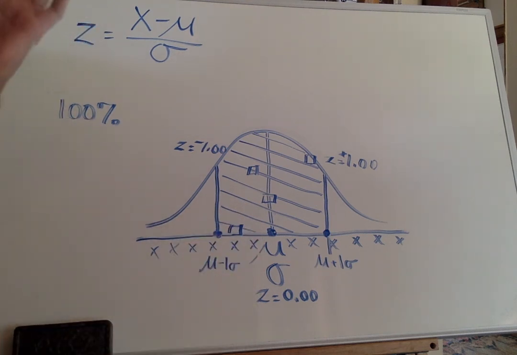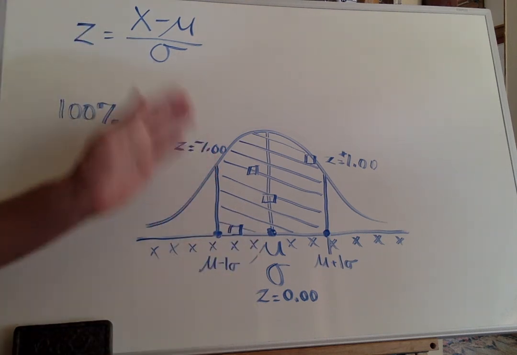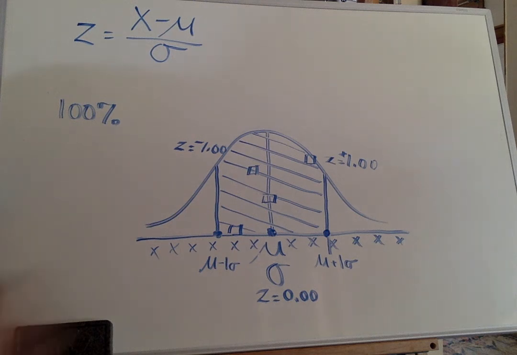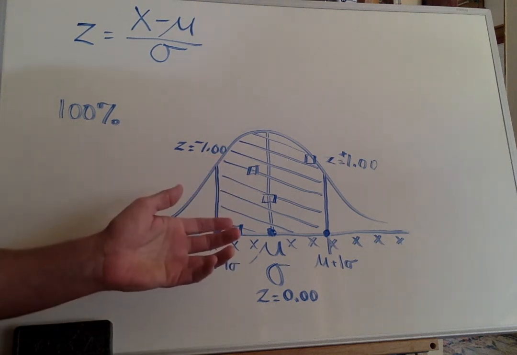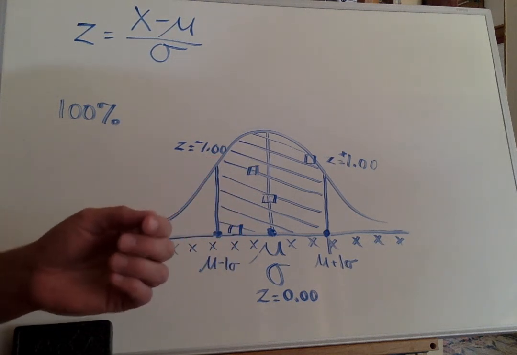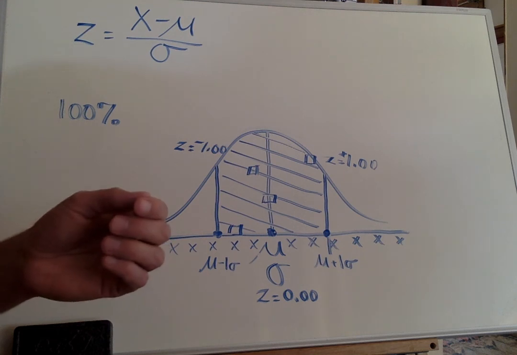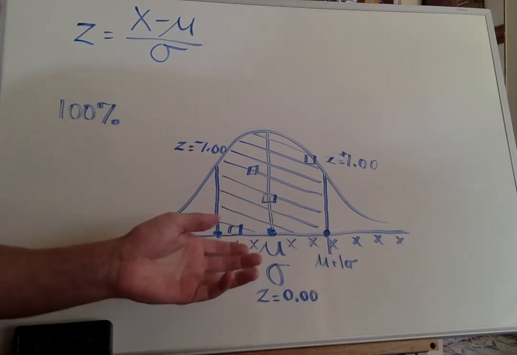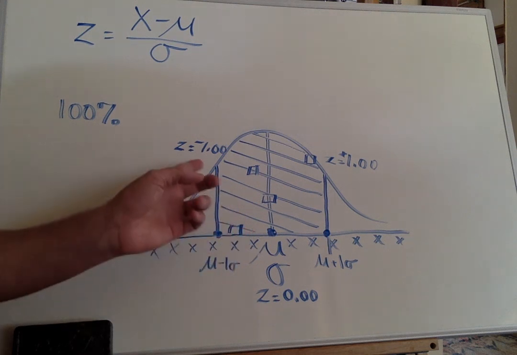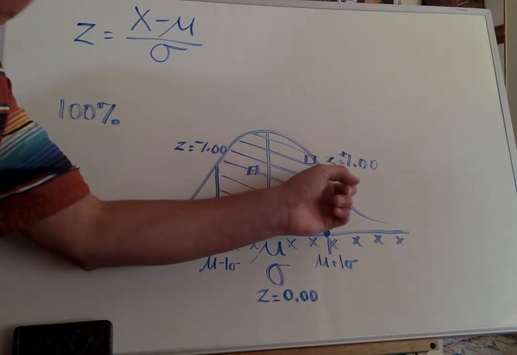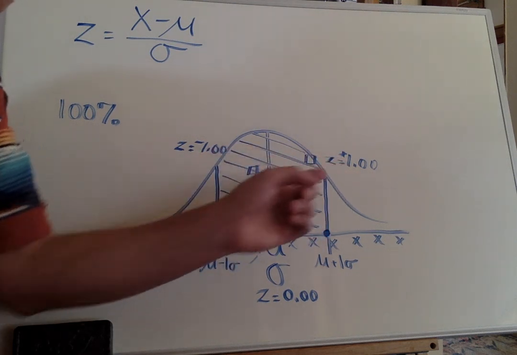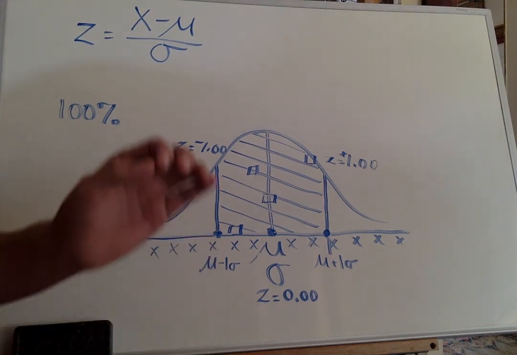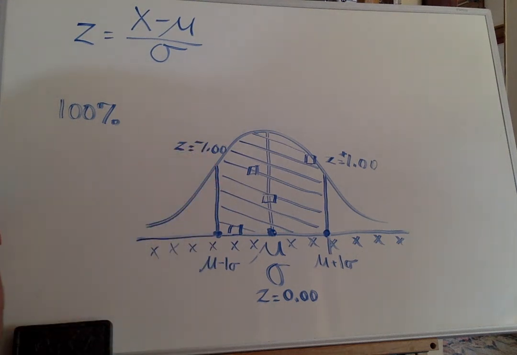What I would like for you to make a guess about is what percentage of the normal curve, and in this case, I can say what percentage of a normal curve, that is, any normal curve, would fall between a z-score of minus 1 and a z-score of plus 1. That is, what percentage of the curve falls within a standard deviation of the mean.